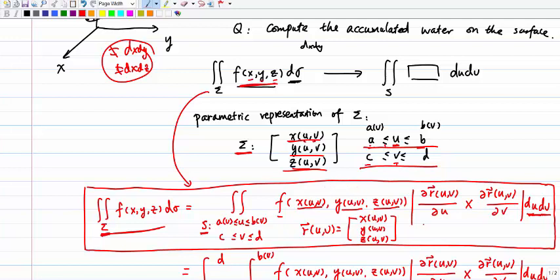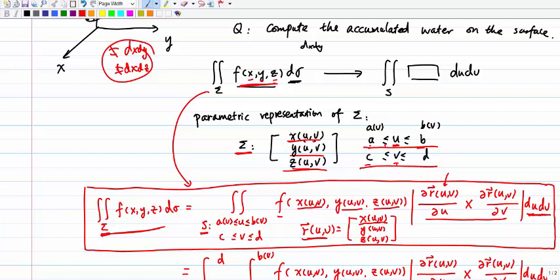The next part is that there's an extra term. It's not just replacing that. There's one extra term here: inside the norm is a vector, and the vector is the cross product of two vectors. The first one is the partial derivative of r with respect to u, and the second one is the partial derivative of r with respect to v. This r is just x(u,v), y(u,v), z(u,v), whatever functions you have, you just replace over here.